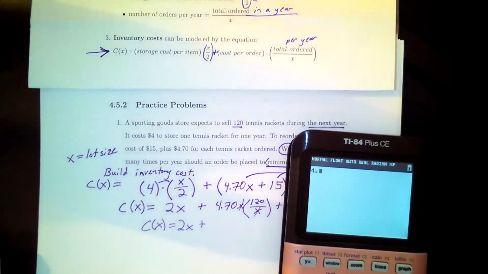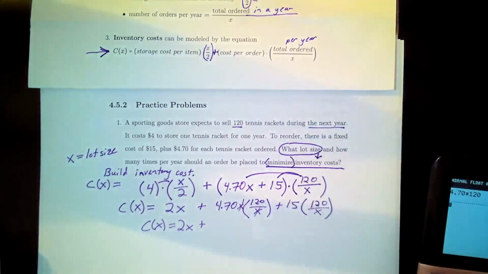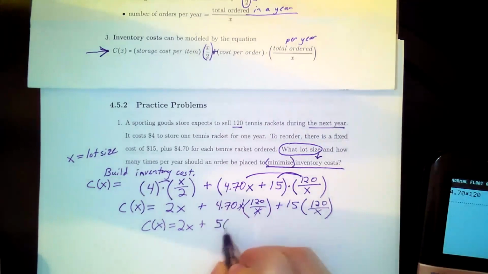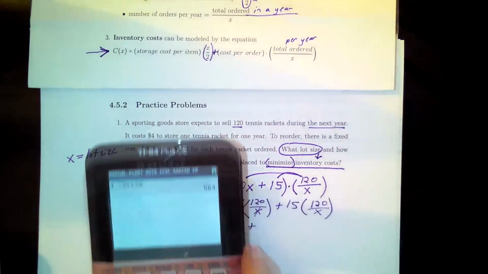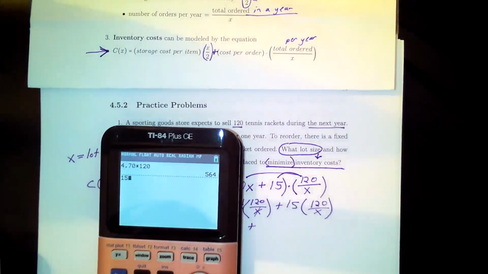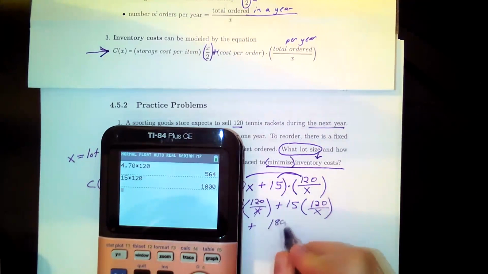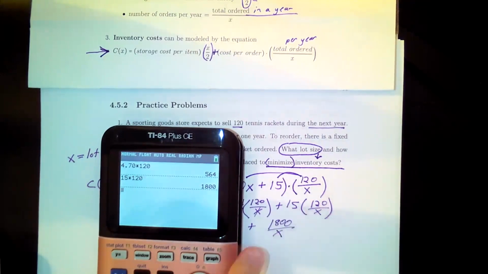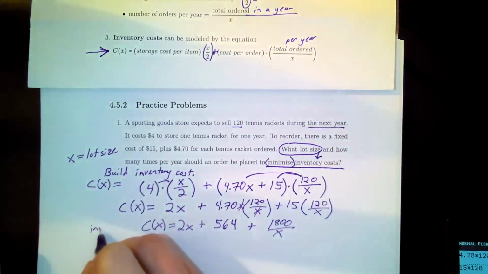4.7 times 120. So I have a constant here of 564. Then I come over to this term. What's 15 times 120? That's 1800. So that'll be 1800 over X there, because here the X doesn't cancel with anything. This is my inventory cost function.